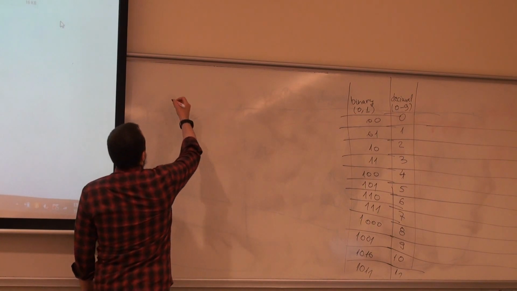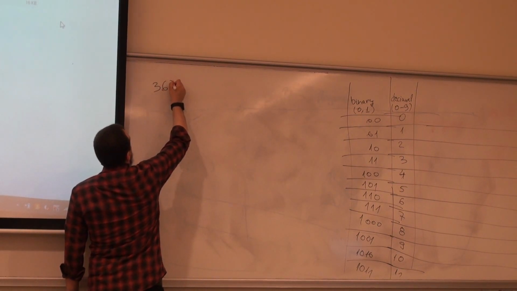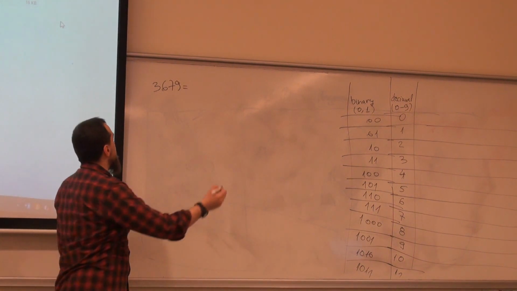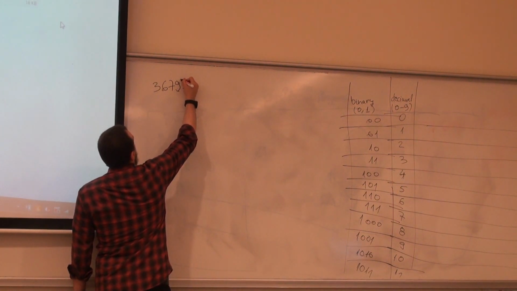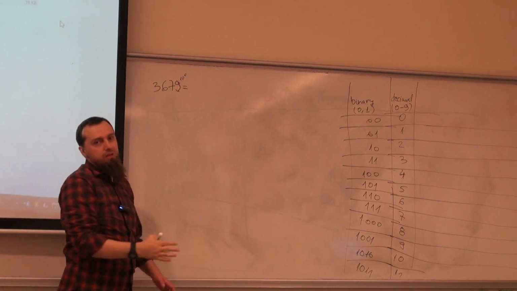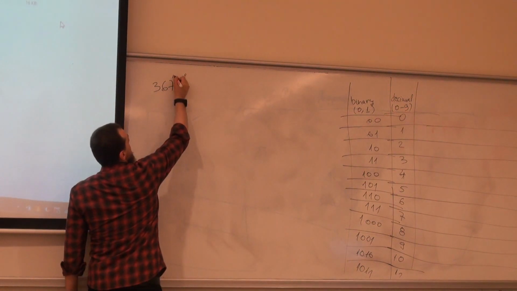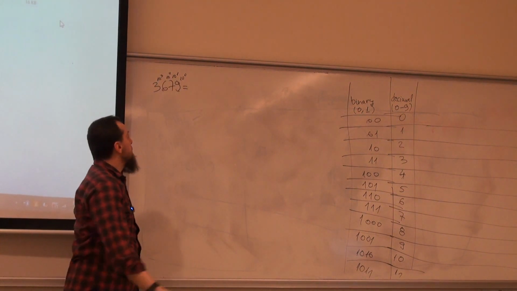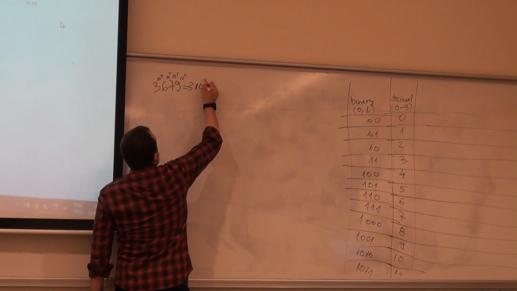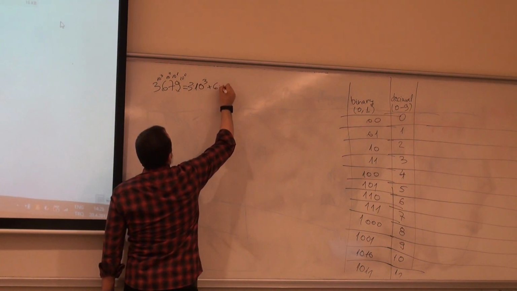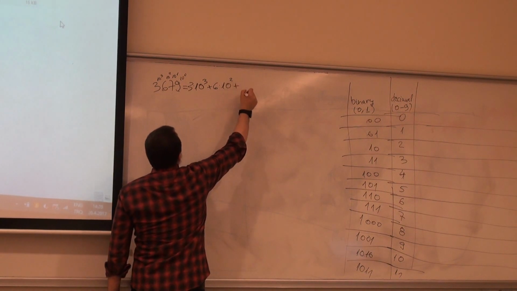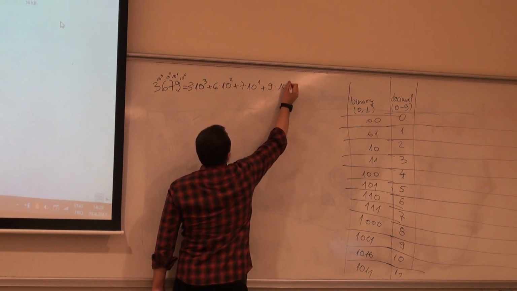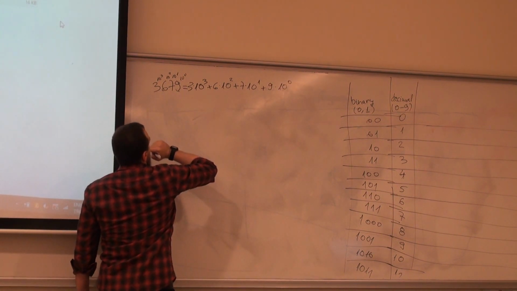Let me give you a number. Let's say I'm giving 3679. And how do I represent it in terms of powers? Well, always this guy is 10 to the power of 0. Because we're using 10 digits, this is 10 to the power of 0. This one is 10 to the power of 1, 10 to the power of 2, 10 to the power of 3. So I have 3 multiplied by 10 to the power of 3, plus 6 multiplied by 10 to the power of 2, plus 7 multiplied by 10 to the power of 1, plus 9 multiplied by 10 to the power of 0, which is 1.